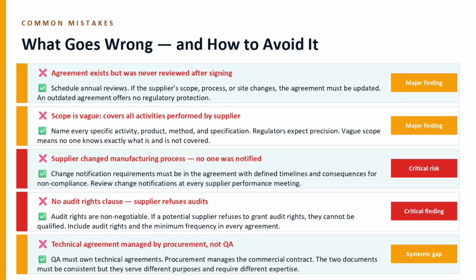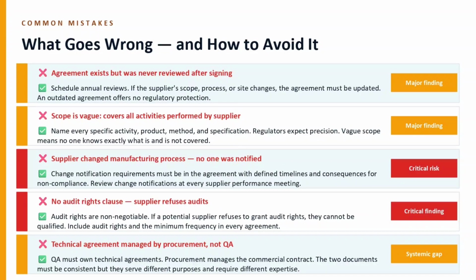The third mistake is the supplier changing a critical process without notifying anyone. This is a critical risk. The change notification requirements in your agreement must be specific enough and enforceable enough that this cannot happen in practice. Follow up on notifications at every performance review meeting with the supplier.